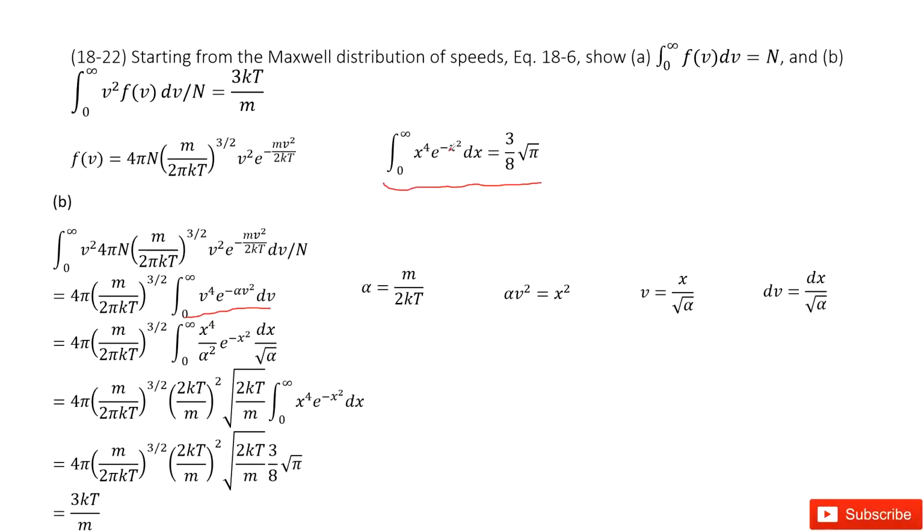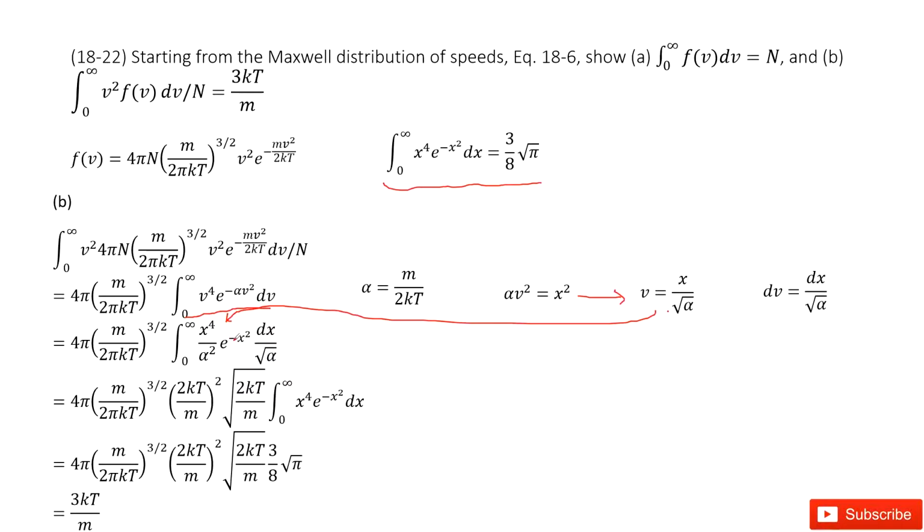There, we need to get rid of the alpha, so we can let alpha v squared equal x squared. Agree? Equal to x squared, which makes v equal to x over square root of alpha. From this one, we take the positive part, and so dv equals dx divided by square root of alpha. Right, now we input it back. So in this case, the v to the power 4 becomes what? Becomes x to the power 4 over alpha squared, right? So we input it back.